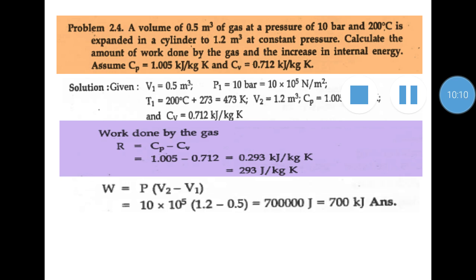Next, work done. We know the expression for the work done. W is equal to P into (V2 minus V1).